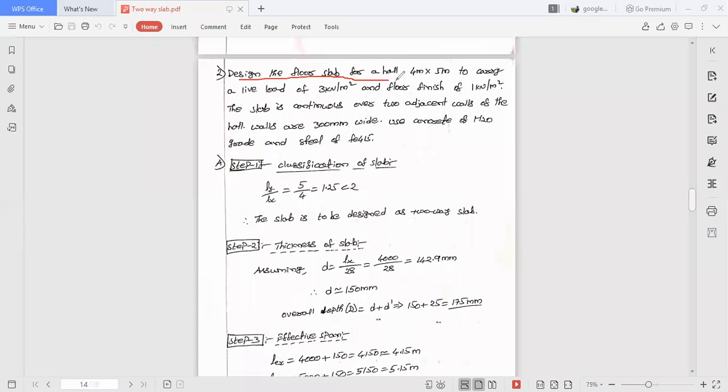Design a floor slab for a hall 4 meters by 5 meters. So Ly is 5, Lx is 4. To carry a live load of 3 kilonewton per meter square and floor finish of 1 kilonewton per meter square. Loads are given. Now the condition of the slab. The slab is continuous over two adjacent walls of the hall. This is the condition. We'll discuss in detail.